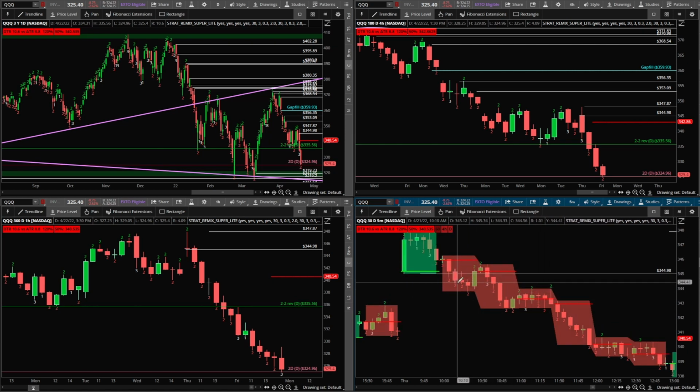because everything has some sort of pullback. While we didn't really see a lot of pullbacks on the 30-minute, we do see pullbacks and consolidation on the 5-minute. So entered here. Well, here's a 2-3. So that's an entry point right there. So I could have said, okay, let me add to my position.